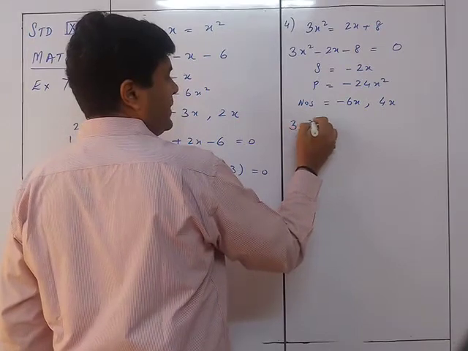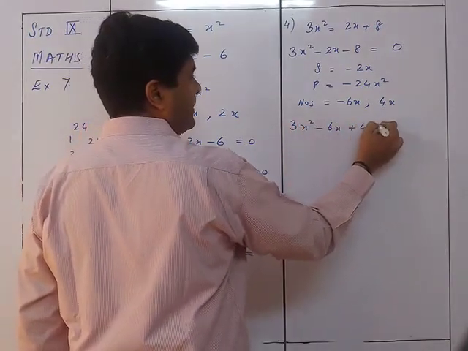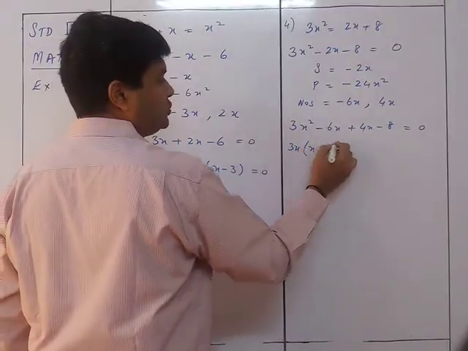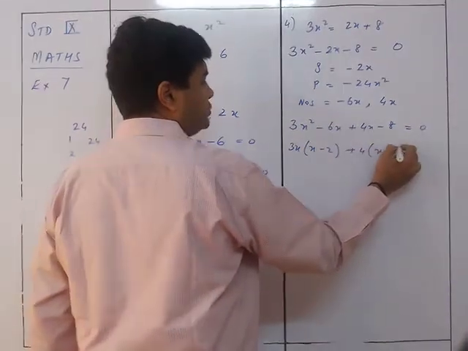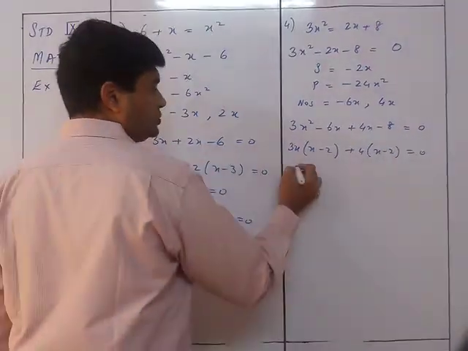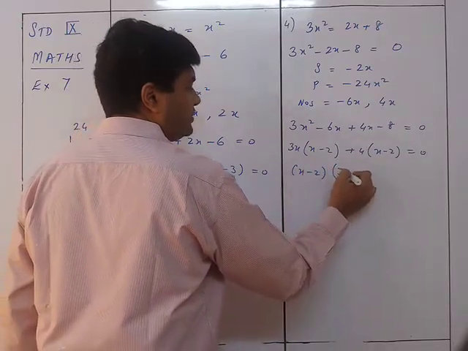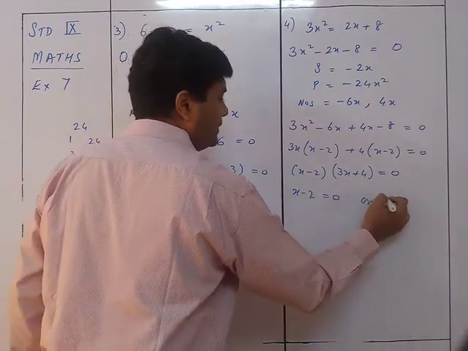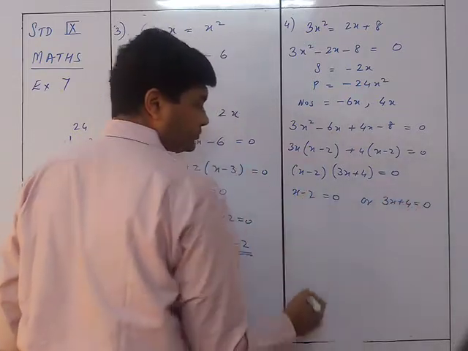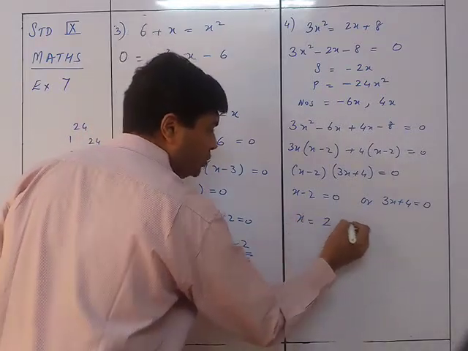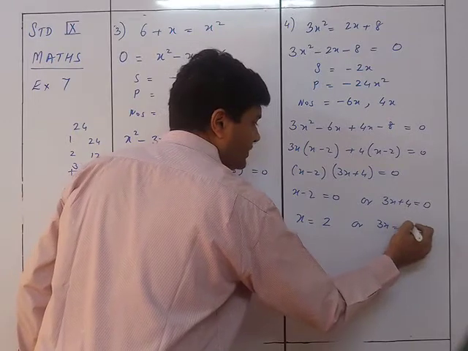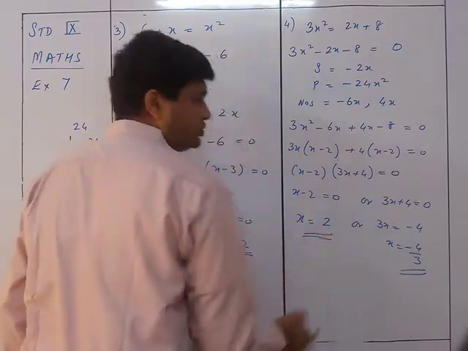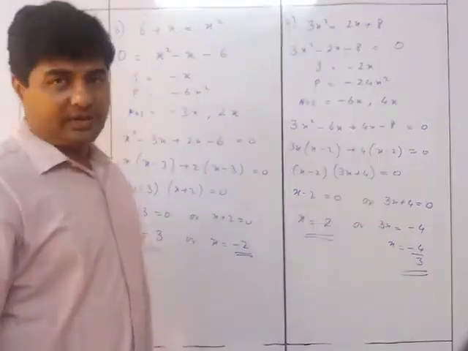Write the equation 3x squared minus 6x plus 4x minus 8 is equals to 0. Taking 3x common, you get x minus 2. Taking 4 common, you get x minus 2 is equals to 0. So that gives me x minus 2, 3x plus 4 is equals to 0. So x minus 2 is equals to 0, or 3x plus 4 is equals to 0. We get here x is equals to 2, or 3x is equals to minus 4, and x is equals to minus 4 upon 3. So the answer is either x is equals to 2 or x is equals to minus 4 upon 3.